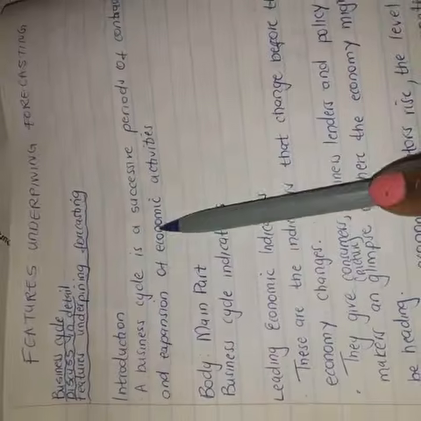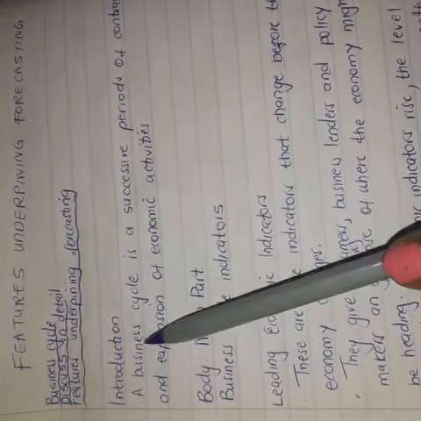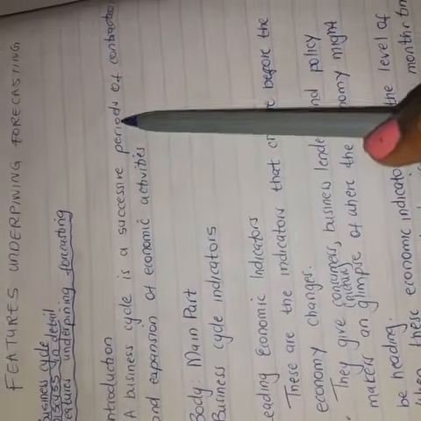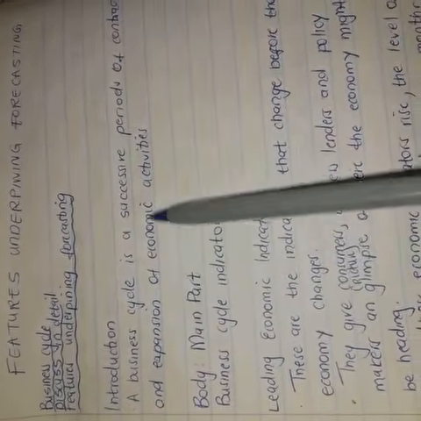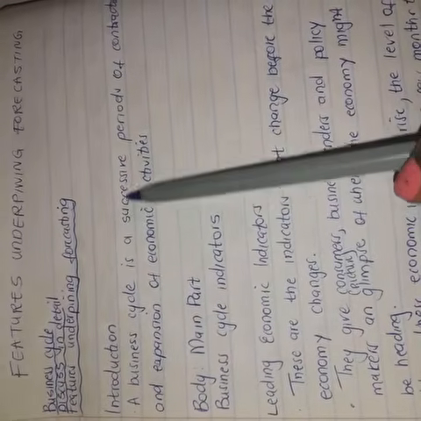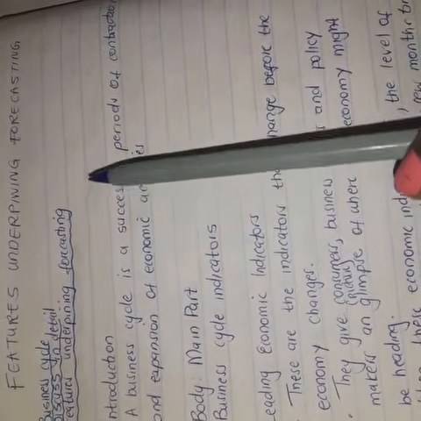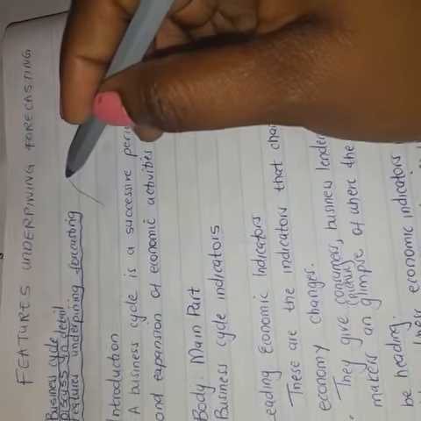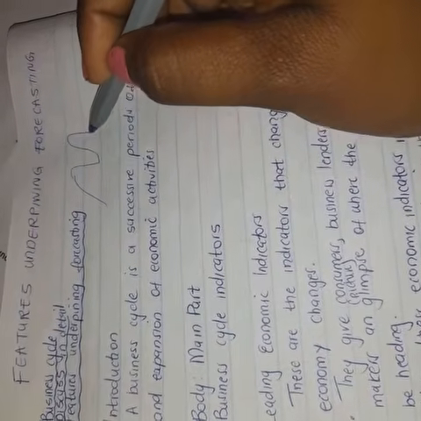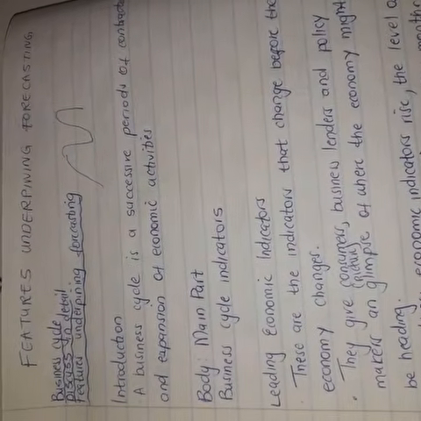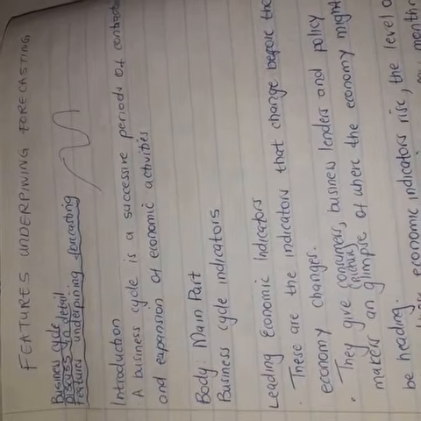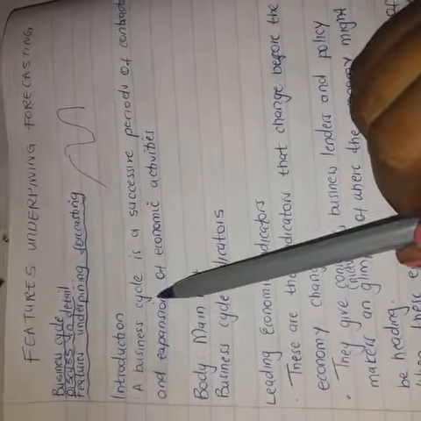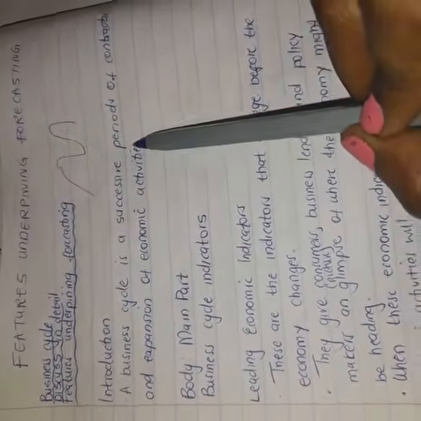So, getting to the introduction. The introduction says you need to explain what a business cycle is. You are saying a business cycle is a successive period of contractions and expansion of economic activity. The meaning of successive is periods that follow each other. So you have your expansion, then you have your contraction, you have your expansion, you have a contraction. That's the meaning of successive. Let's go through it over again: a business cycle is a successive period of contraction and expansion of economic activities.